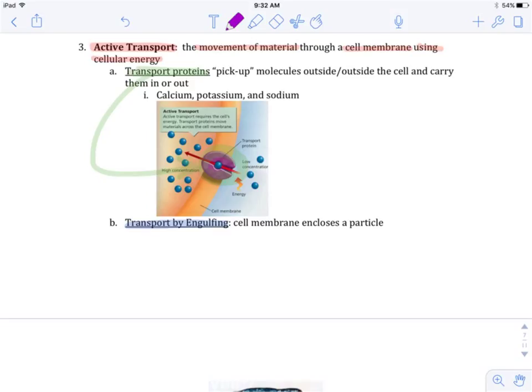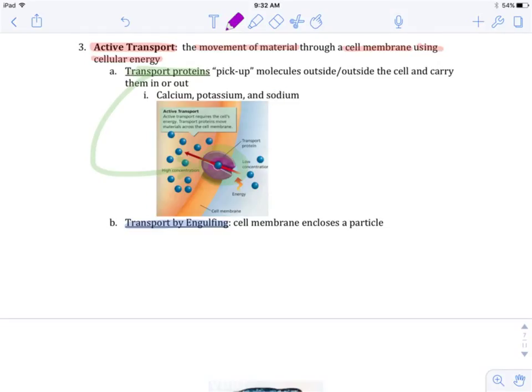There's also a process called active transport, and in this process, the movement of material through the cell membrane actually uses cellular energy. There are these small ports called active transport proteins that work to pick up molecules that are outside or inside of the cell and actually carry them in or out. Examples of things that might be actively transported are calcium, potassium, and sodium.